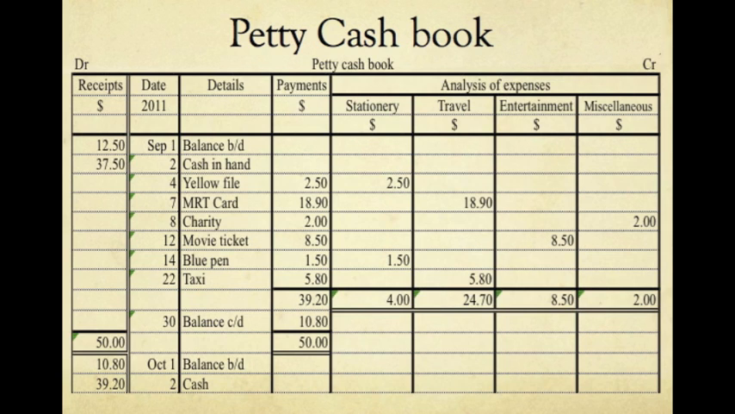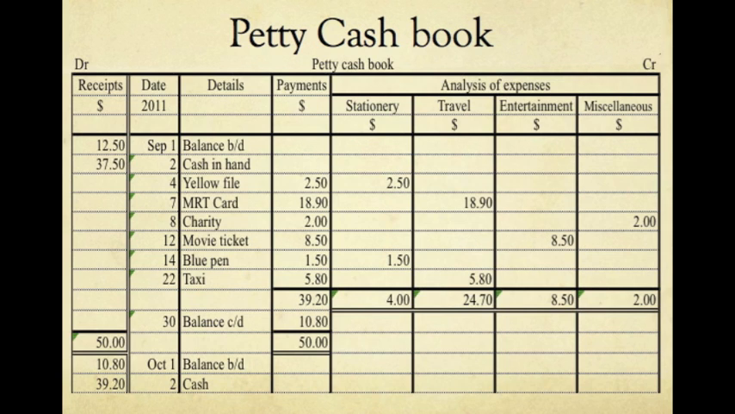Basically, for our syllabus, we do not need to know how to create this petty cash book, but we will need to know how this Imprest system works and how to interpret our petty cash book. So what happened is that on 2011, September the 1st, there is a balance brought down of $12.50. Under the Imprest system, we must keep a float amount, which is the Imprest amount. So for example, this business must always keep $50 at hand.